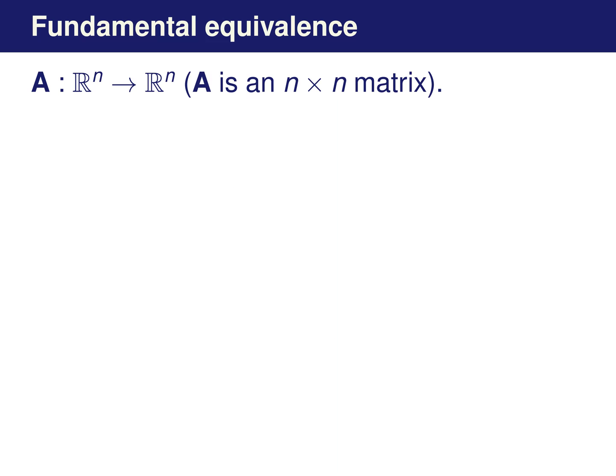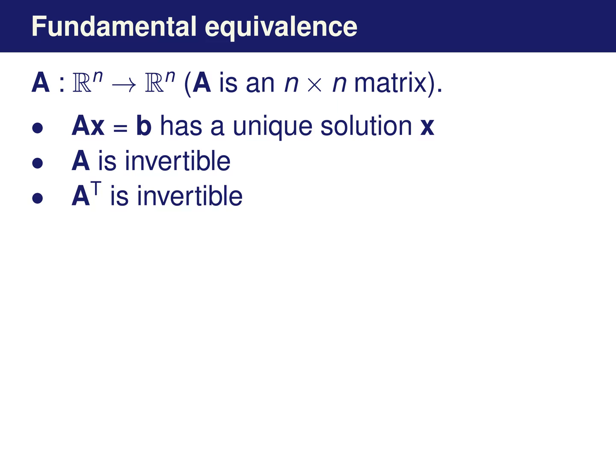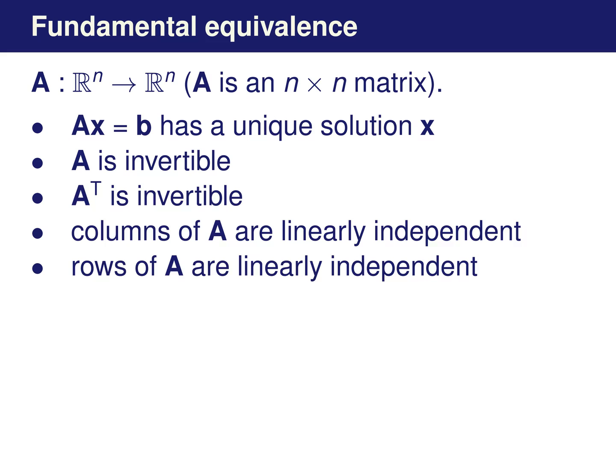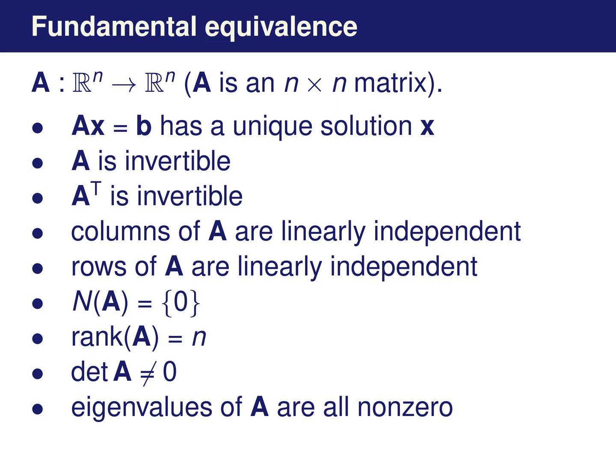To conclude this lesson, let's summarize the key equivalence in linear algebra. The linear system Ax equals b has a unique solution for any vector b. The matrix A is invertible, and similarly, the matrix A transpose is invertible. The columns of A are linearly independent, and similarly, the rows of A are linearly independent. The null space contains only the 0 vector. The rank of A equals n. In later lessons, we'll see that equivalently, the determinant of A is non-zero, and that all the eigenvalues of A are also non-zero.